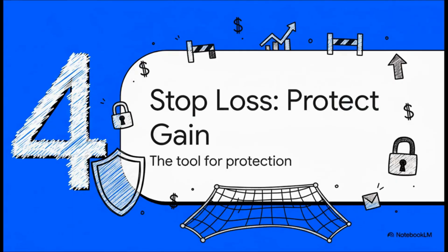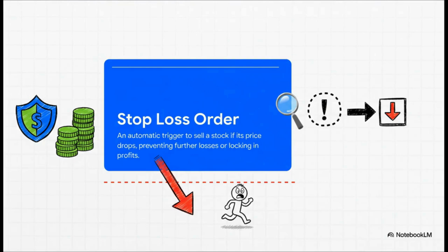Okay, we've talked about speed, and we've talked about control. Now let's talk about protection. This is where the stop loss order comes in. You should really think of this as your financial safety net. This order is purely about playing defense. A stop loss is an automated trigger you set up just for risk management. It just sits there, dormant, until a stock's price falls to a specific stop price you've chosen. The second it hits that price, your order instantly becomes a market order to sell, getting you out before things can get any worse.